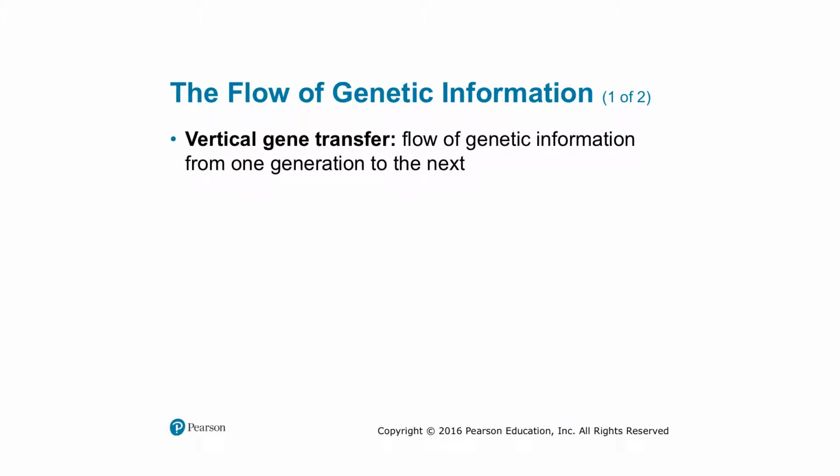So the flow of genetic information. Vertical gene transfer is the flow of genetic information from one generation to the next. So you guys probably have two parents. Well, all of you have two parents. So you have a mom and a dad who got together and decided to mix their genetic information, and that produced you. And so here you are with half of your genetic information from your father and half of your genetic information from your mother. And so you probably have a mixture of characteristics of them.